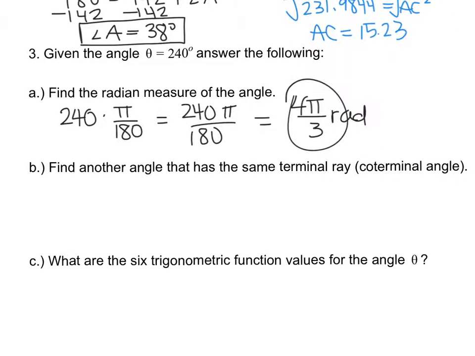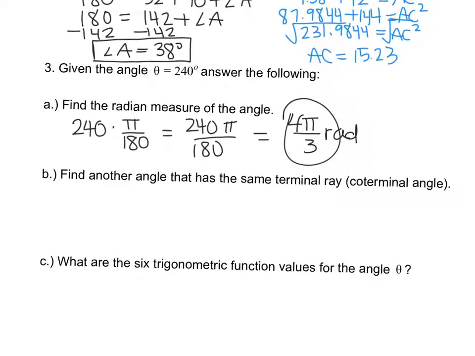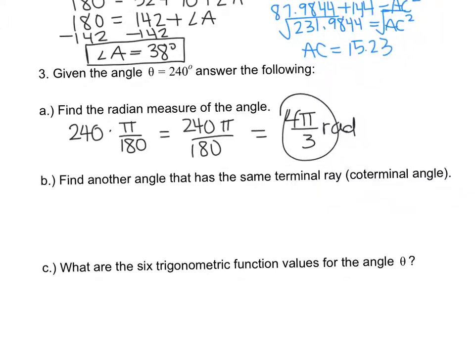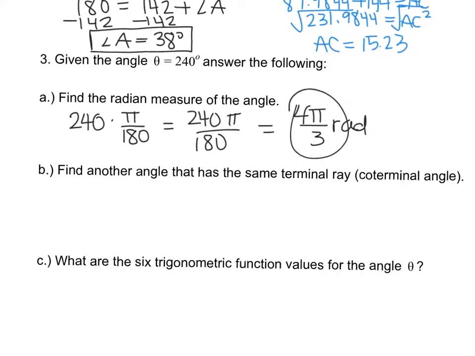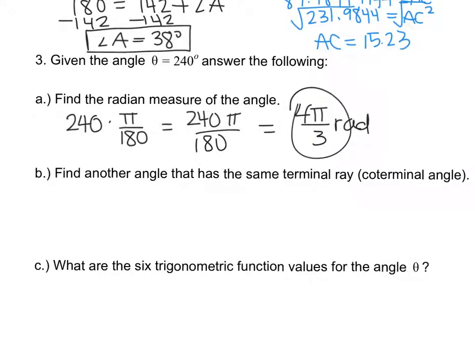B says to find another angle that has the same terminal ray. This is also called a coterminal angle. And you can do this based off the degree measure or the radian measure. It's completely up to you. So to find coterminal angles, you add or subtract 360 degrees to your angle measure. Or if you're doing it in radians, it's adding or subtracting 2 pi.